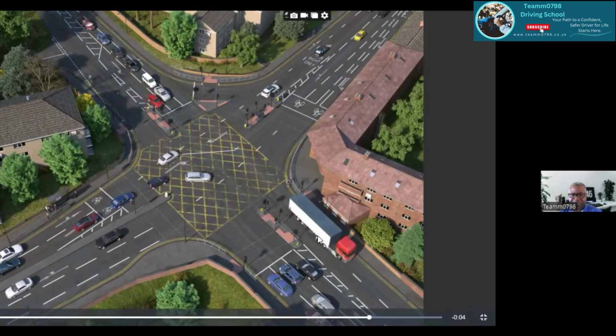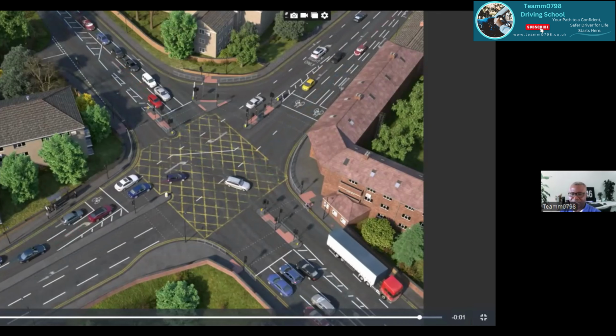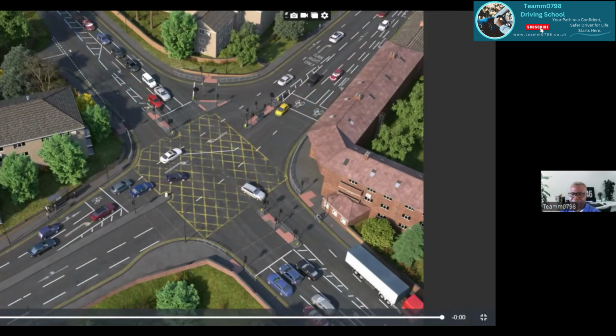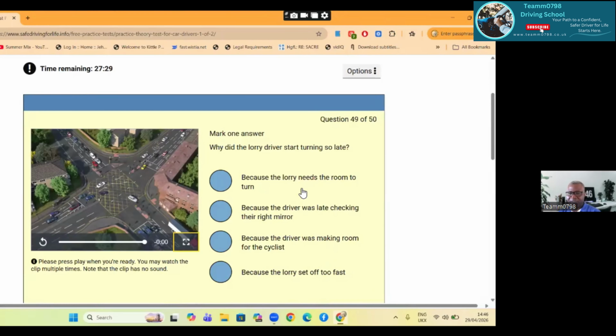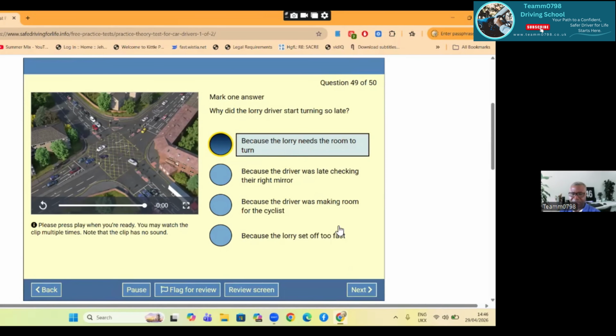So they need more room to go round. Yeah, it's a good driver. Yeah, so they need more room. Okay. Because the lorry needs the room to turn. That's the correct answer. To turn. None of these answers are correct, except the lorry needs more room to turn.